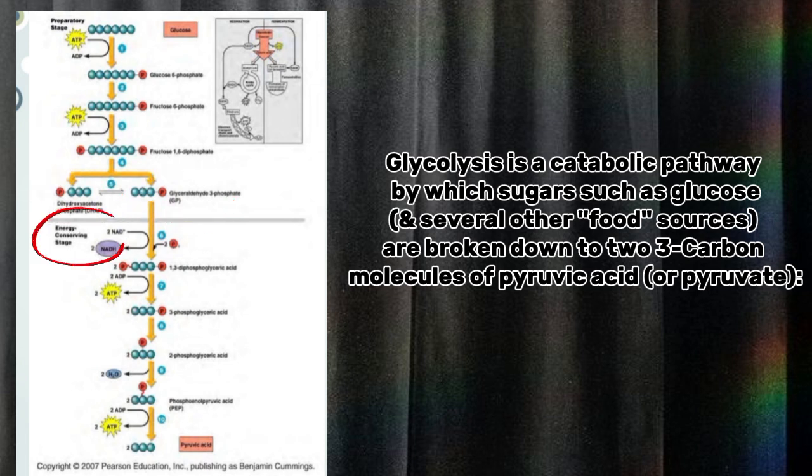Next is the energy-conserving stage, where GAPDH serves the function of dehydrogenation by transferring hydrogen. Then ADP forms ATP, and phosphoglycerate mutase moves the phosphate from the third carbon to the second carbon, forming a 2-phosphoglycerate molecule. Then H2O is removed and it becomes phosphoenolpyruvate, or PEP. Lastly, the phosphate from PEP is transferred to ADP to form pyruvate and ATP.